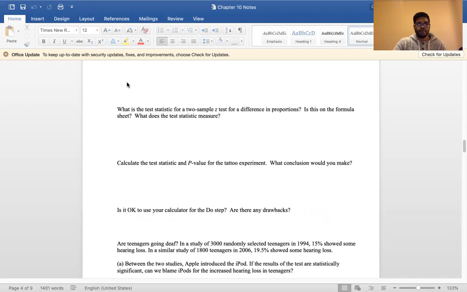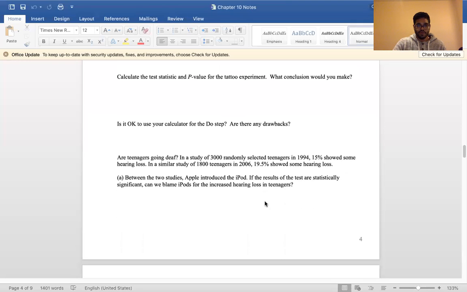Now read this next problem about headphones and see if you can come up with a solution to part A. What can we say about the study just based on the information given? And if you can say anything at all, think about that.